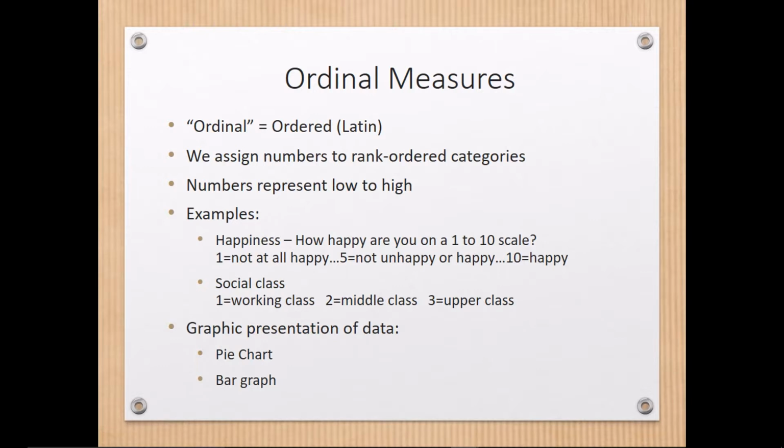Social class is another example. The numbers 1, 2, and 3 in this case relate to how much relative financial resources an individual possesses. There's not a specific money amount indicated, but rather just numbers that show order. Pie charts and bar charts are also used to depict ordinal data.